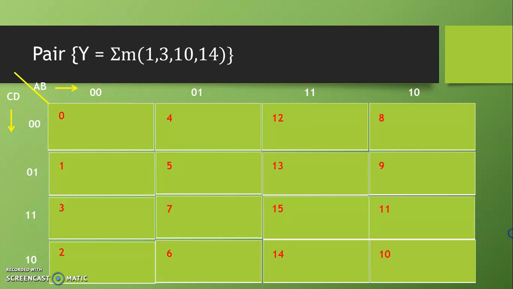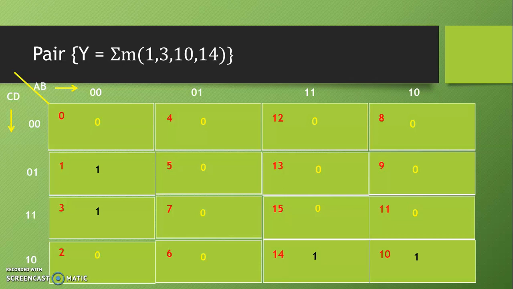In the Boolean function it is given that we have to write 1 in cell number 1, cell number 3, 10 and 14. In all other cells we have to write 0. So we can write 0 everywhere in all other cells. Now we can see that we have 4 different ones in the given K-map.